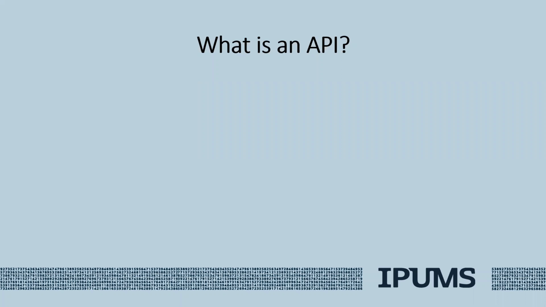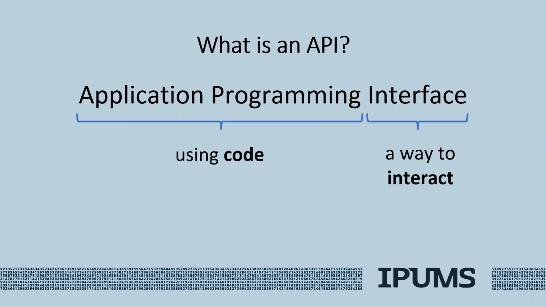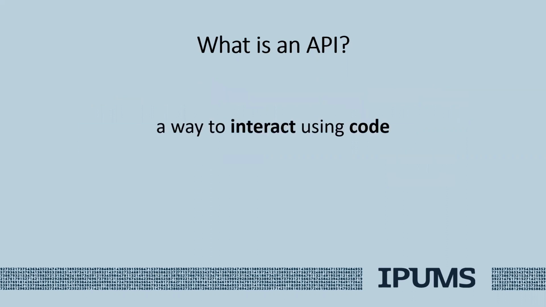So first things first, what is an API? API stands for Application Programming Interface. And what does that mean? An interface is just a way to interact. And in the context of the IPUMS API, we can think of application programming as just meaning using code. So for our purposes today, think of the API as a way to interact using code.